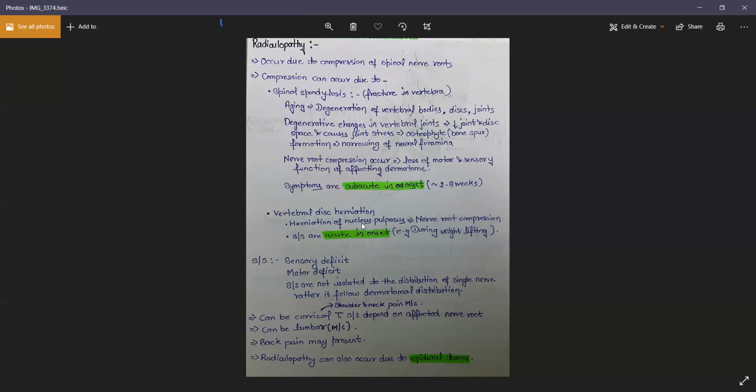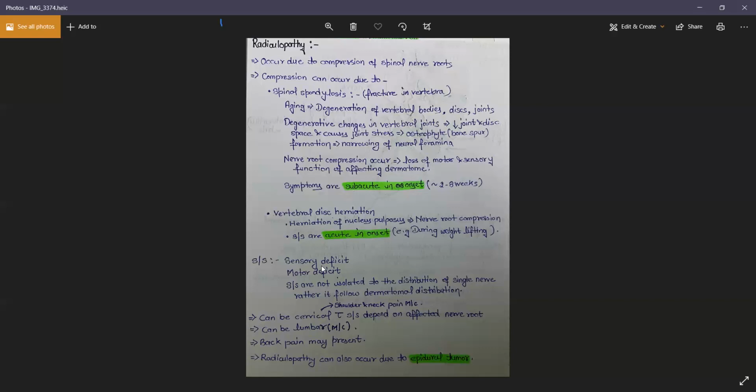Then you have the acute radiculopathy, in which the symptoms are acute in onset, and these are mainly due to vertebral disc herniation. Okay, sometimes it can happen due to weightlifting. It would be a patient who was lifting the weight and suddenly feels a pain in the back, and shortly after the pain, the patient starts having paresthesias or burning pain and weakness in the lower limbs, right? So whenever the acute symptoms are there, that means it is due to disc herniation. And whenever the chronic symptoms or subacute symptoms are there, these are due to spinal spondylosis.